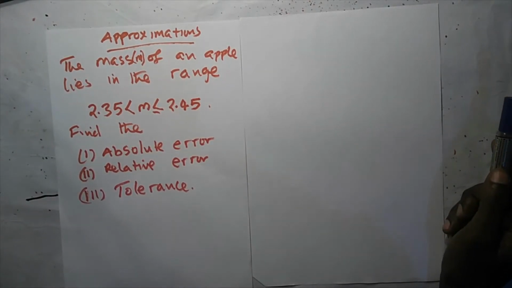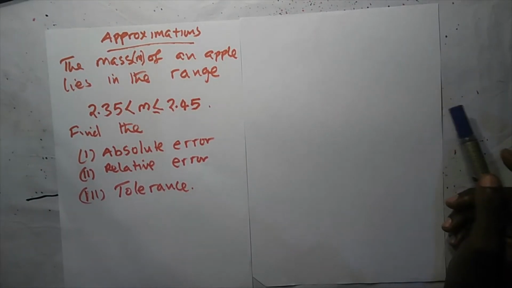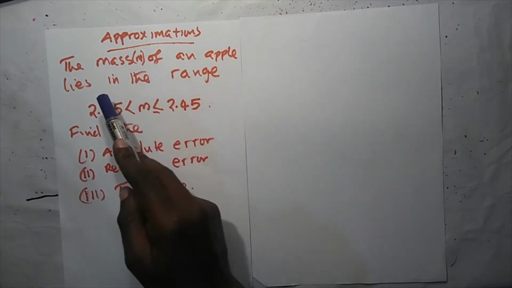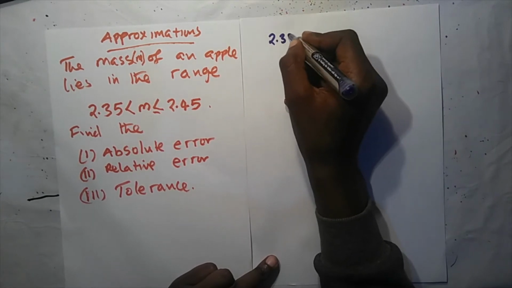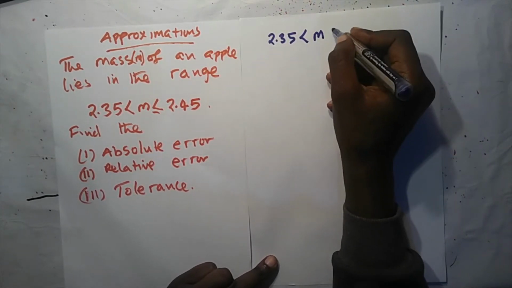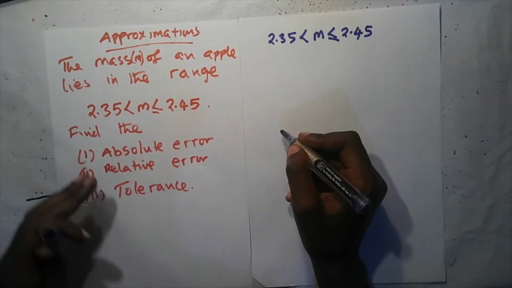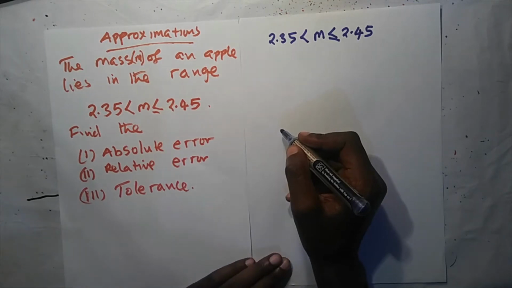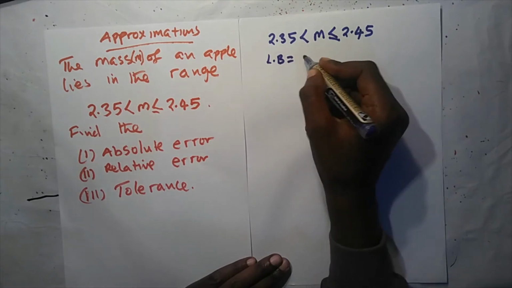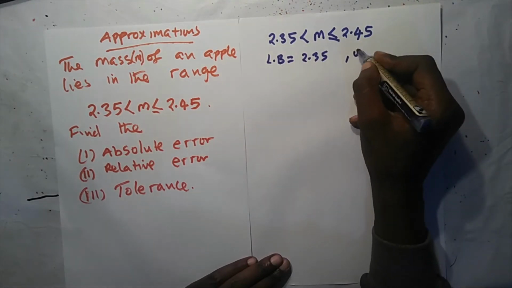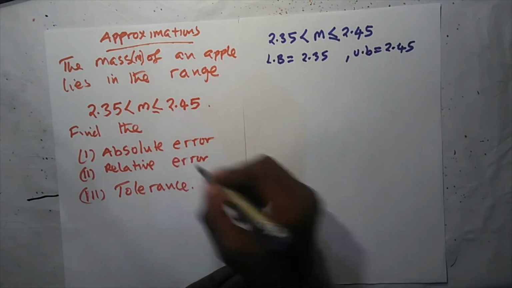In this video, I want us to look at a question on approximations. The question says, the mass M of an apple lies in the range 2.35 to 2.45. One thing before we even answer these questions on absolute error and relative error, we have to understand is that in this question, we are given the lower bound, which is 2.35, and the upper bound is 2.45. And so the first question says find the absolute error.